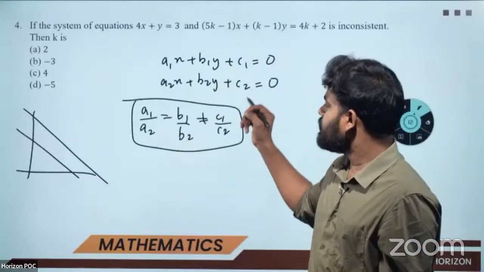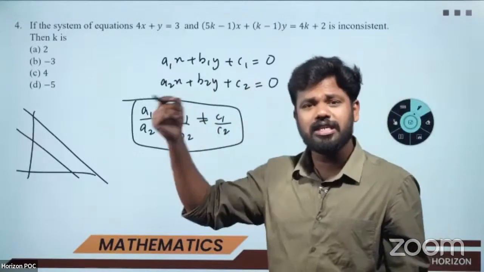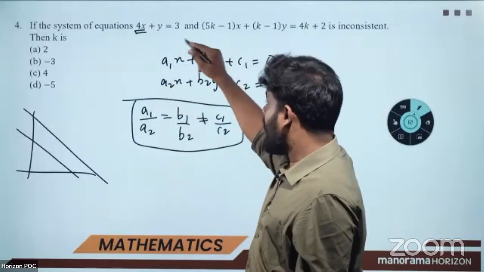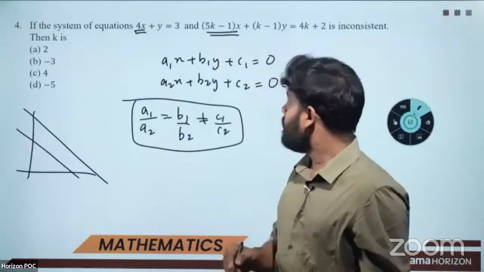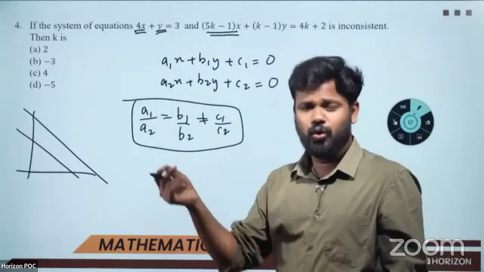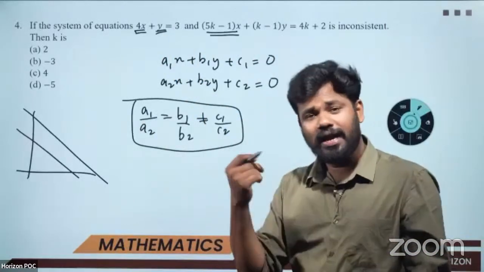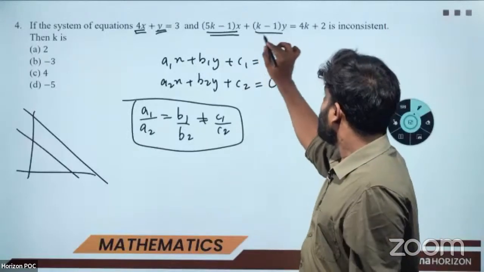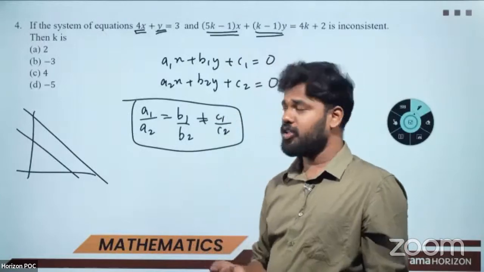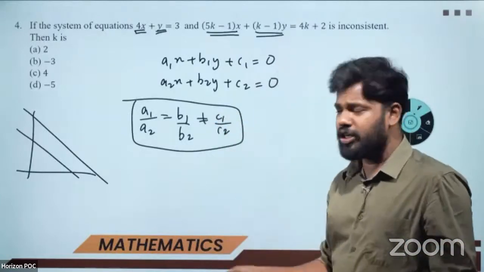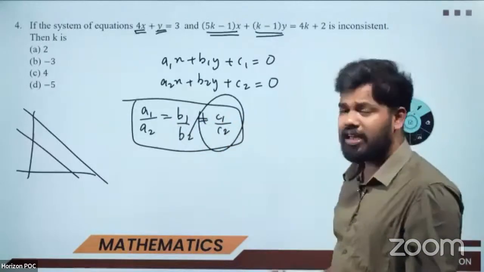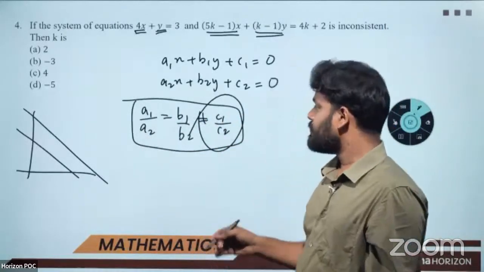Now, what is a, what is b, and what is c? Or a1, b1, c1, and what is a2, b2, c2? a1 is 4, a2 is 5k minus 1, yes. Then you have b1, that is 1, because there is no other term along with y, you can take that as 1. And b2 will be k minus 1, which is not equal to c1 by c2. So I'm not taking this last case here to find the value of k. I'm only taking the first two cases.